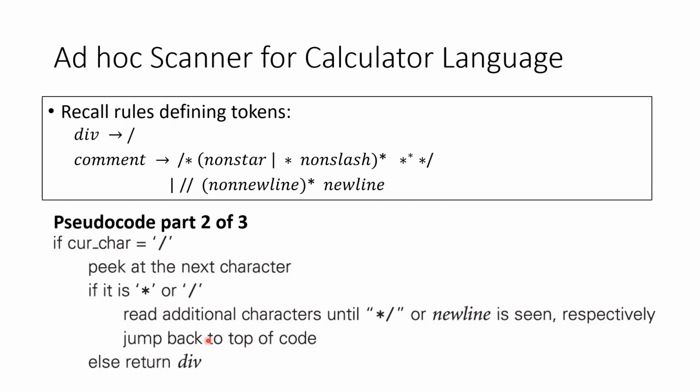Okay? And then after that, in either case, it jumps back to the top of the code, which is in the first part of the pseudocode. Otherwise, it just returns div. That is, when the peeked character is neither an asterisk nor a forward slash, then it just returns div, which stands for division.